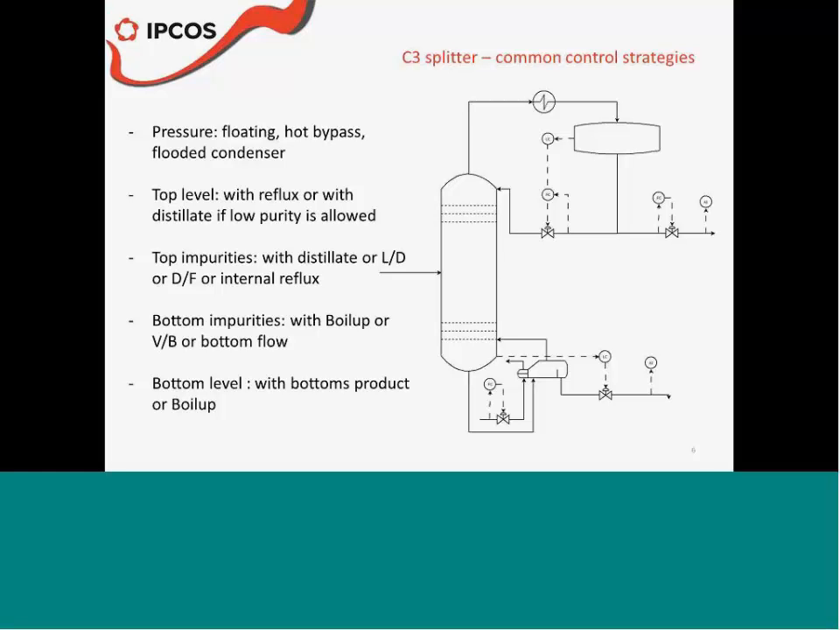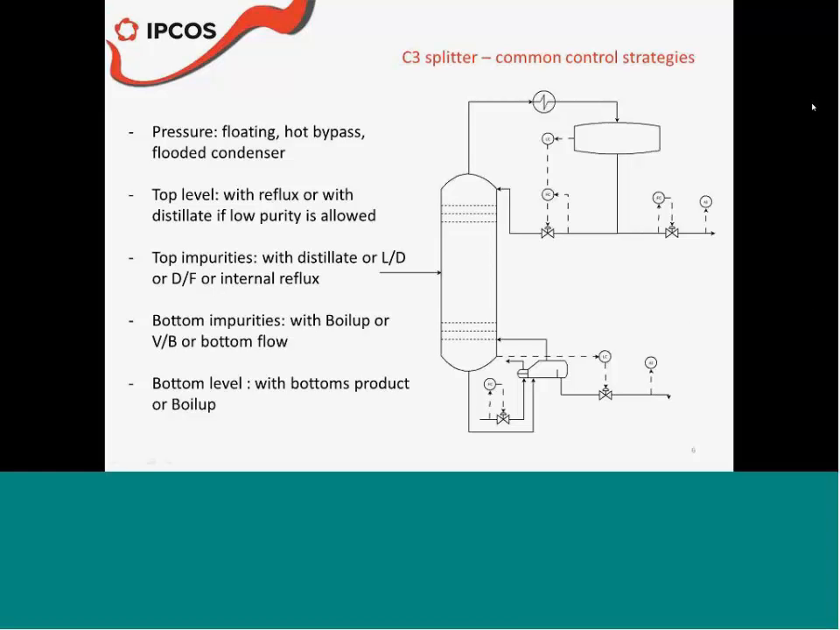And here are some common control strategies for those columns. The pressure can be floating at times when there are real constraints on the condensing part of the column. But as well, you can see pressure being controlled by typical hot bypass control or by flooded condenser control. Then the top level, depending on how big the reflux ratio is, which at the same time is depending on how pure you need to get your propylene, you use either reflux or distillate to control the top level.